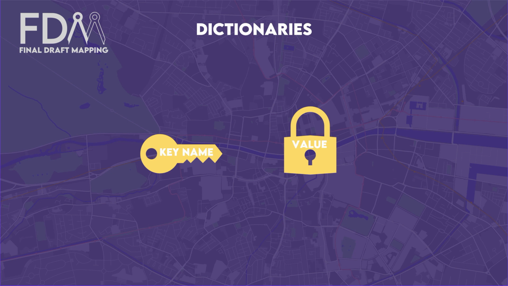In Python, we create a dictionary using curly braces. Each key and value are separated by a colon, and each key value pair are separated by a comma, which we'll see in this video.